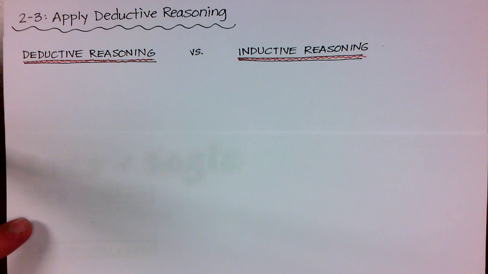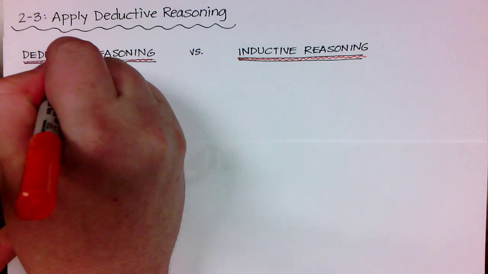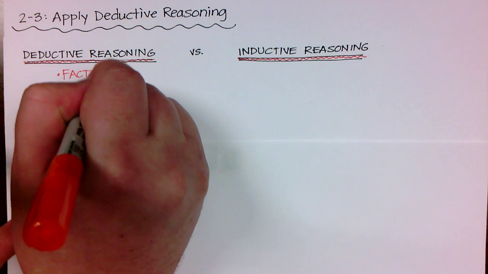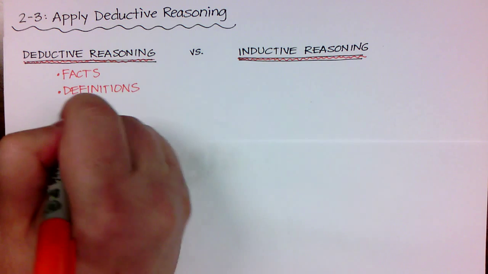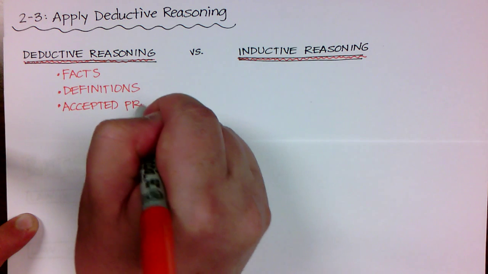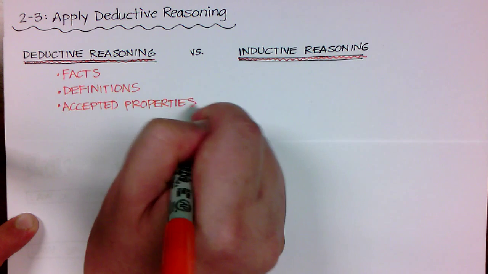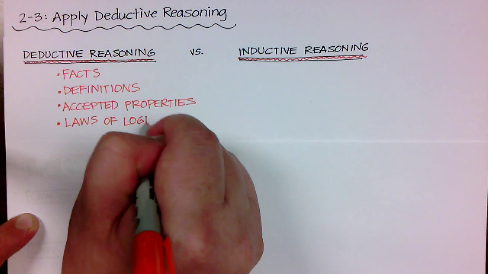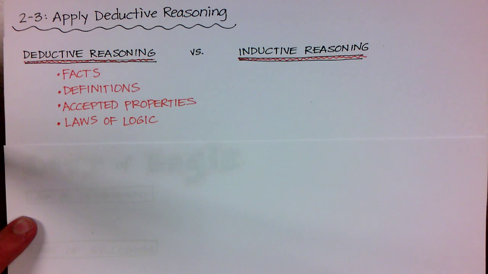Good morning, class. Today we're going to be learning lesson 2-3 in our textbooks, which is all about learning how to apply deductive reasoning. We've already learned about inductive, so how is that different from deductive reasoning? Well, for deductive reasoning, you're going to use facts, you're going to use definitions, you're going to use accepted properties, and you're going to use laws of logic, which is something new. And these are going to be what you use to finally make a formal argument or conclusion.